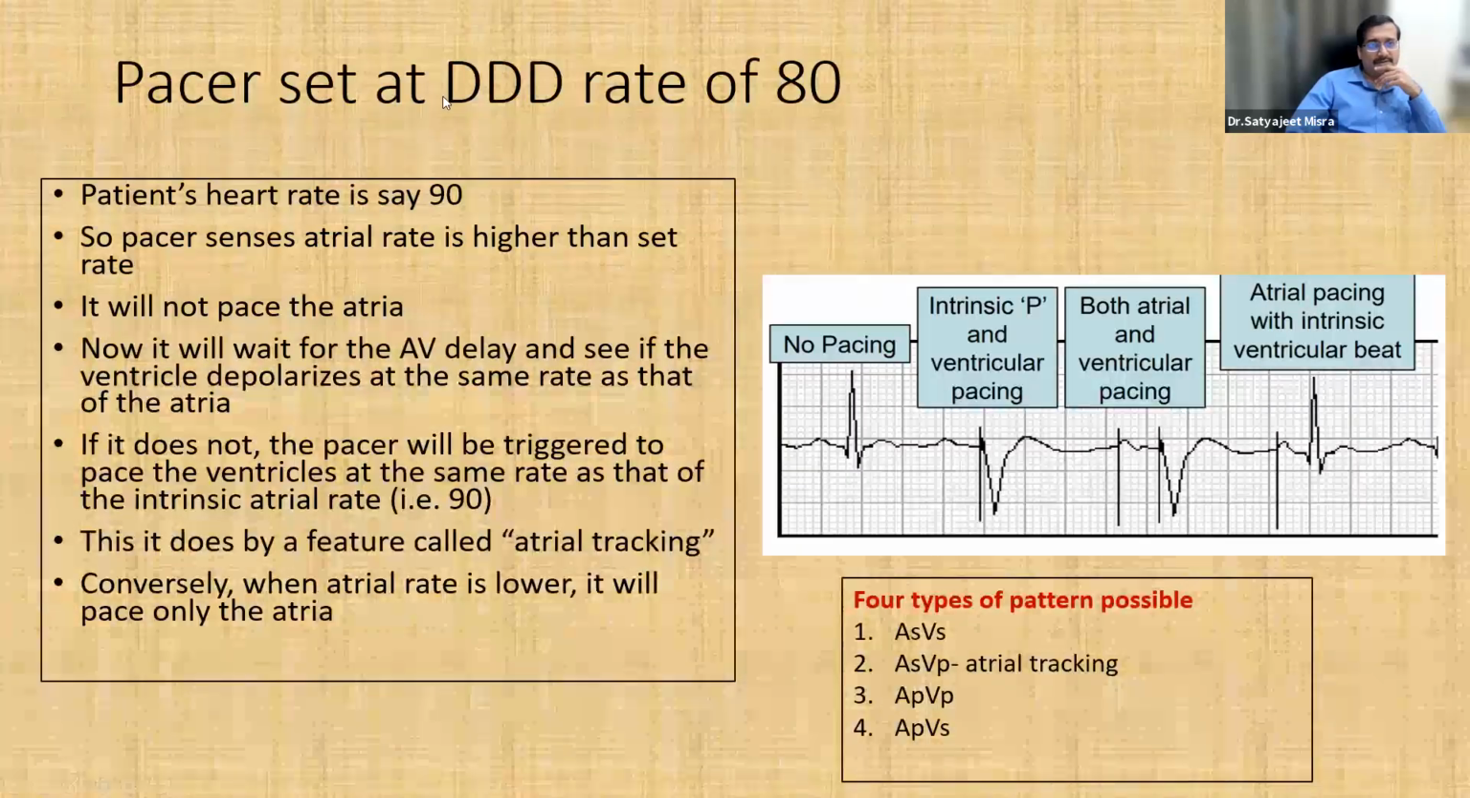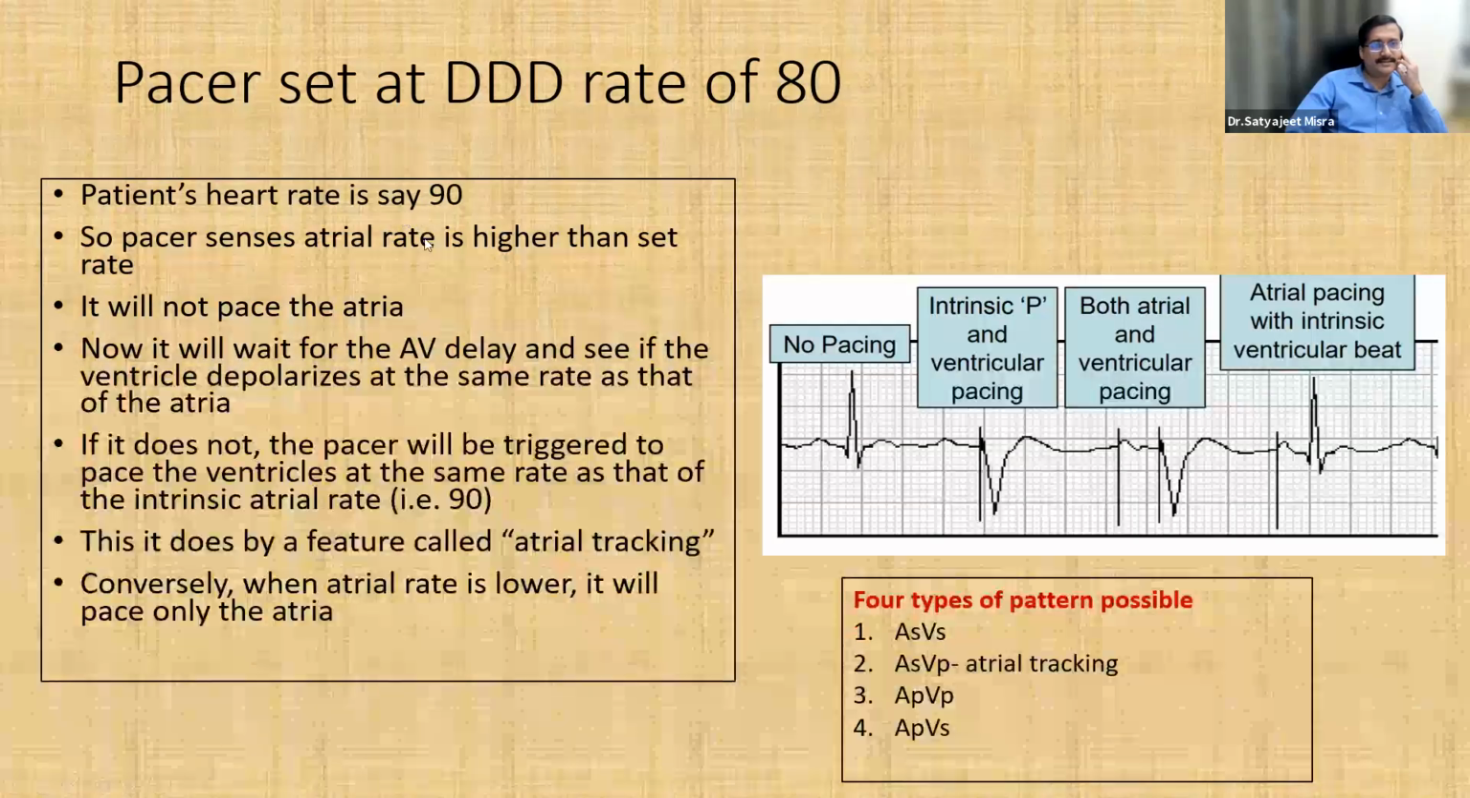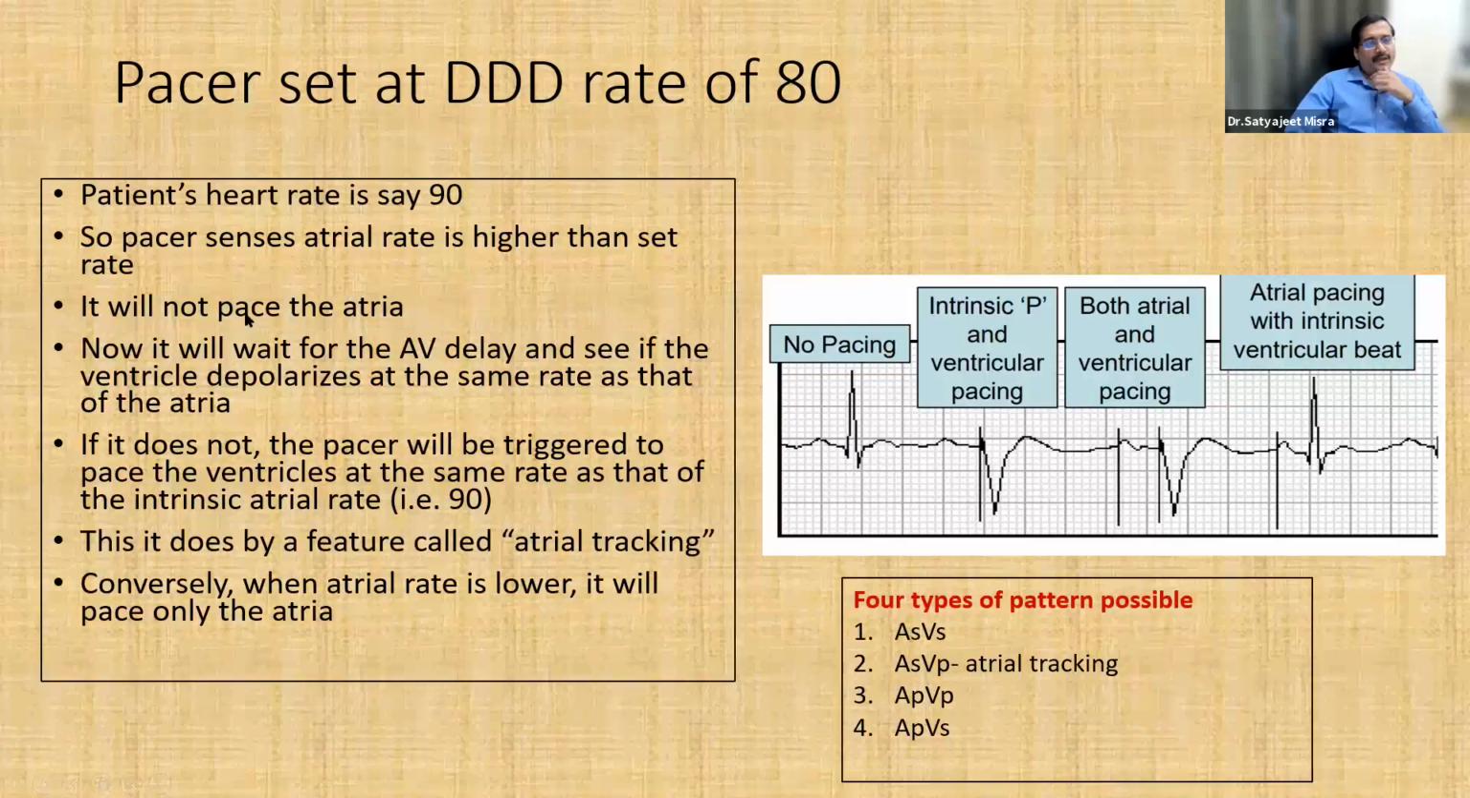Now, let's look at what happens when you set a patient on the DDD mode. You have a patient where the surgeon has put in the atrial wires and the ventricular wires, and you set a DDD rate of, let's say, 80. The patient's intrinsic heart rate is, let's say, around 90. So obviously the patient's heart rate is higher than the set rate of 80. So 80 is basically a backup rate, but the patient's own heart rate is 90. Obviously the pacer will not pace the atria, because it's sensing that the atrial rate is higher than the set rate.